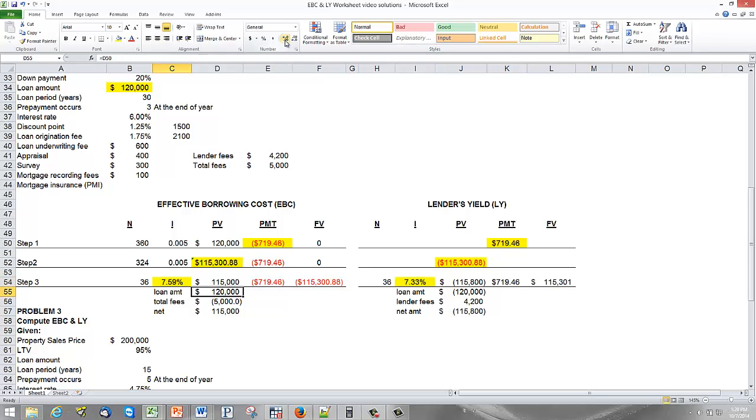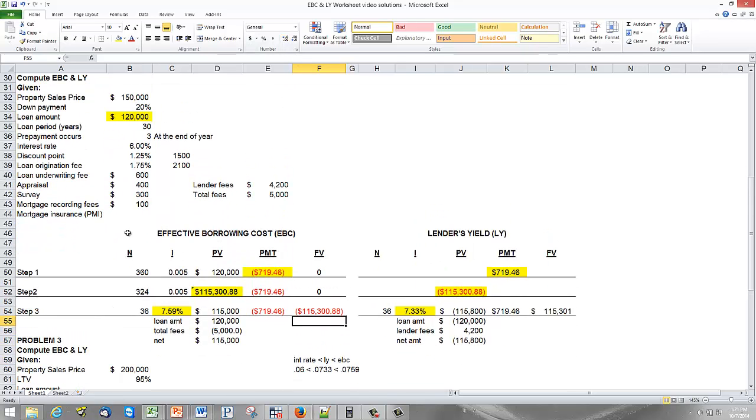Okay, so let's see if our general relationship holds up. We said that the interest rate is typically less than the lender's yield, which is less than the EBC, and so in this case the interest rate is 6%, and that is less than the lender's yield of 7.33, which is less than the EBC, so that checks out.